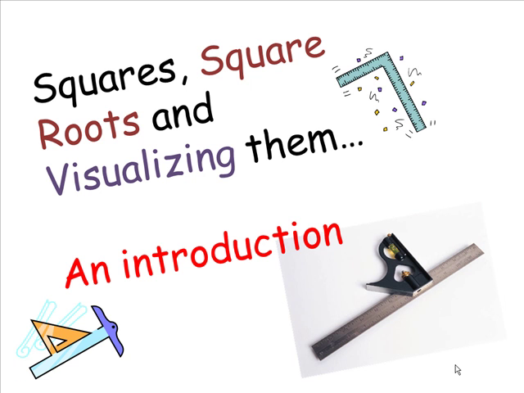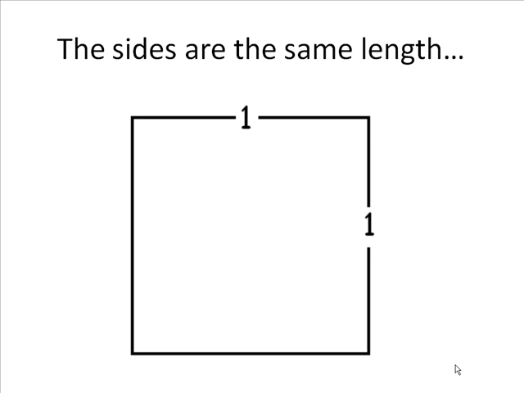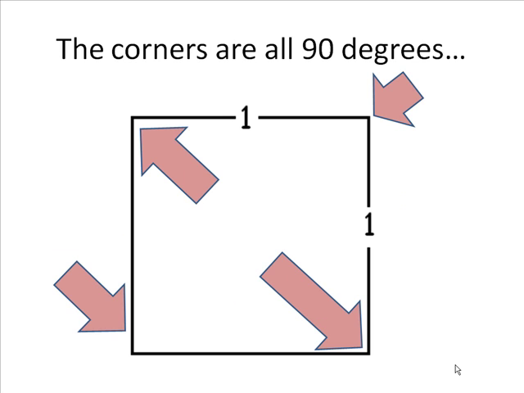Squares, square roots, and visualizing them. An introduction. This is a square. The sides are the same length. The corners are all 90 degrees.